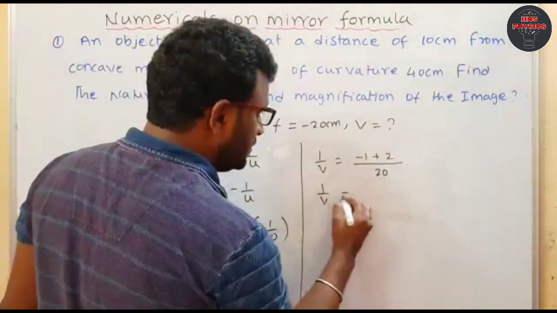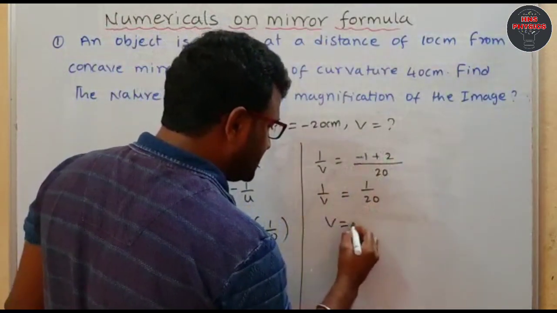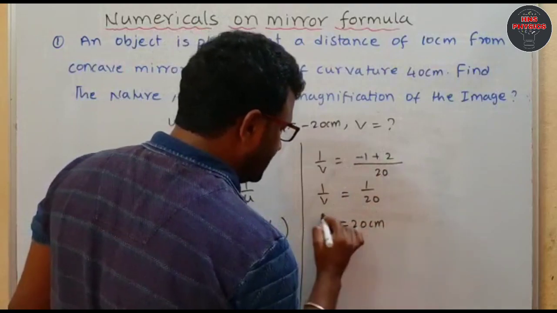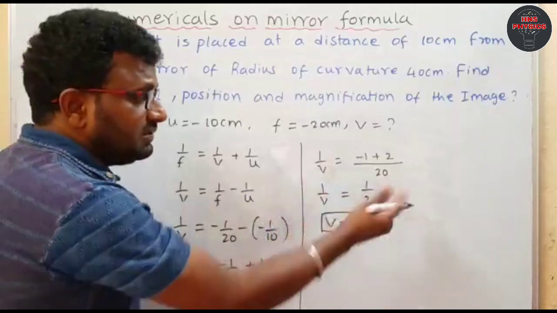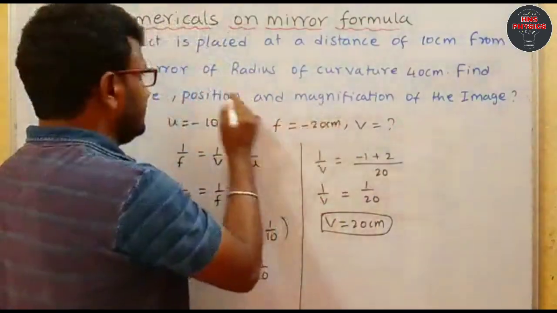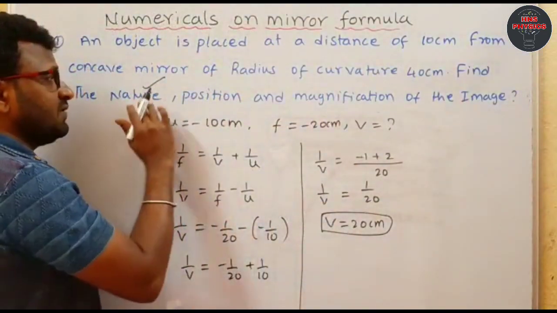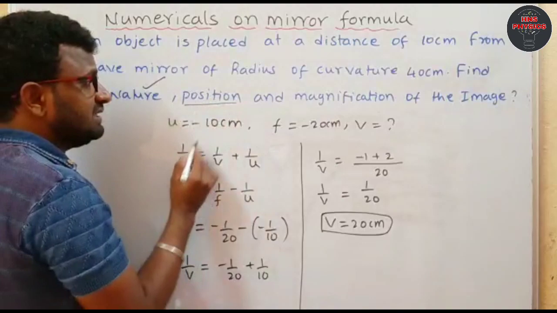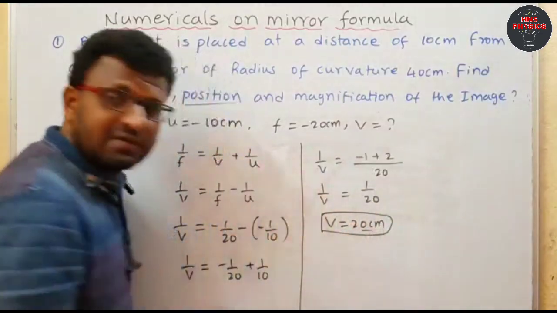1 by V equal to 2 minus 1, that means 1 by 20. Then what is the image distance here? 20 centimeter. Image distance is 20. We got it positive only. That's why it is a virtual image, right? So nature, we got the answer. First one, nature: virtual image. So image is formed behind the mirror, at a distance of 20 centimeter.